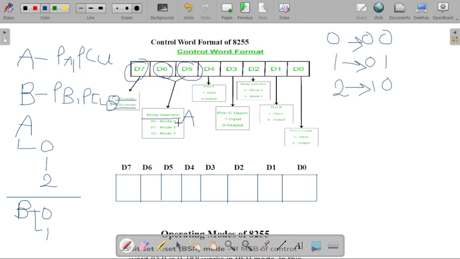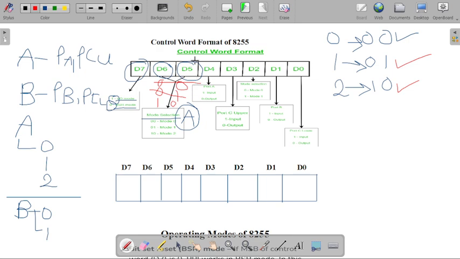If port A and port C upper, that is our group A architecture, select the mode 0 operation, then our D6 and D5 bits will be 0 and 0. If they select mode 1 operation, then these two bits will be 0 and 1. And if the mode is mode number 2, then D6 and D5 are equal to 1 and 0.